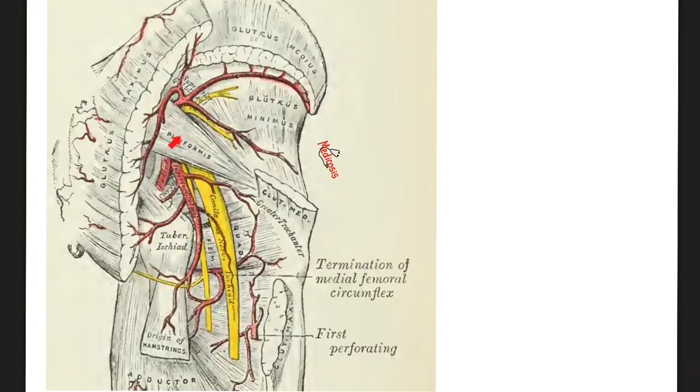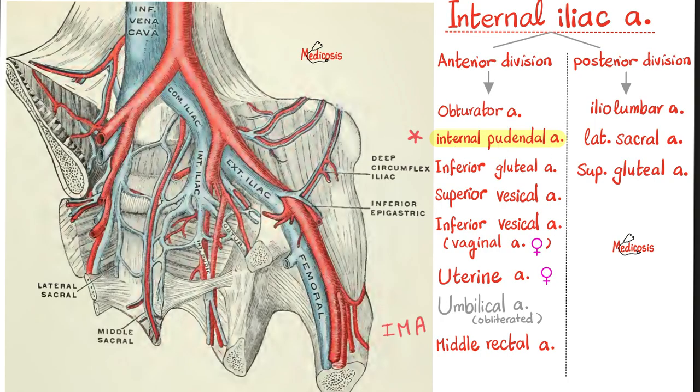Well, look at that. This is the piriformis muscle. Above it, superior gluteal artery. Below it, inferior gluteal artery. This is the internal pudendal artery and is going to enter into the pudendal canal together with the internal pudendal vein and the pudendal nerve. The internal pudendal artery deserves its own video, so I've created a separate video on this subject. You can find it in my anatomy playlist.